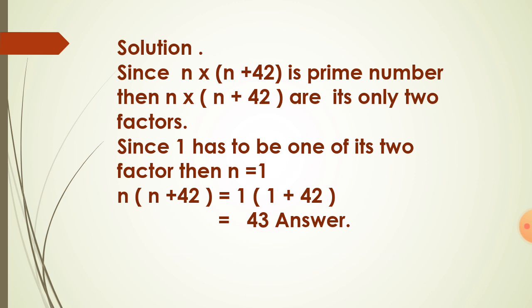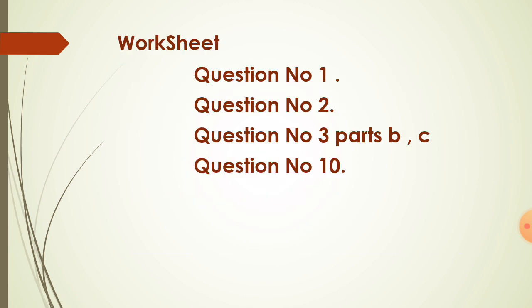Now we suppose n is equal to 1 and put that value in the question. How? n into (n plus 42) is equal to, in the place of n we put 1, so 1 into (1 plus 42). 42 plus 1 becomes 43, and if we multiply 43 with 1, the same 43 will be the answer.